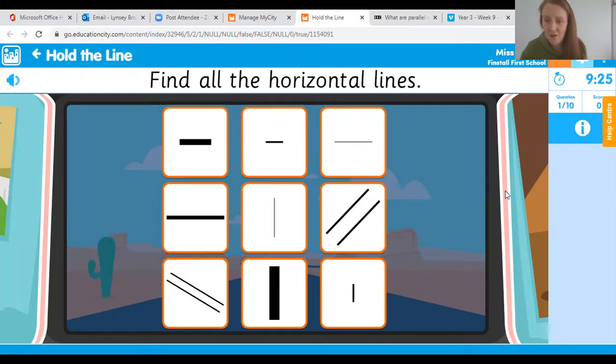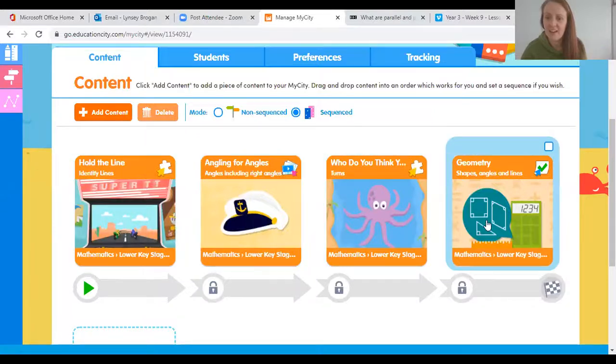So pause me now, go and log on to your Education City page, go into your My City, find angles and do the first activity, hold the line. Do that for me now, and then when you're ready you can come back for our main lesson.